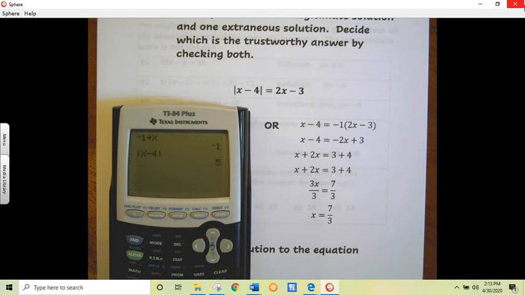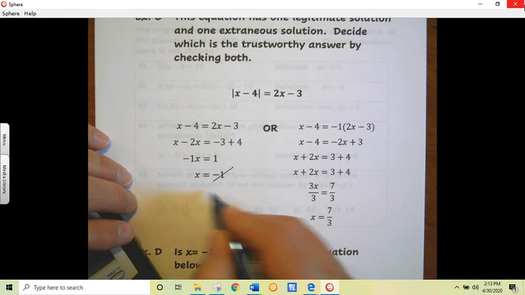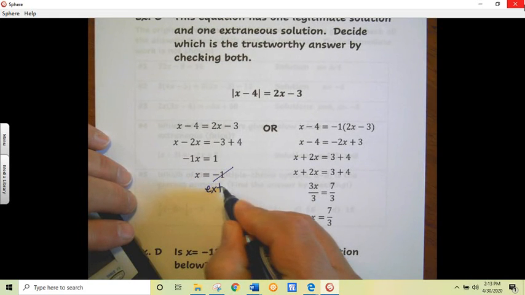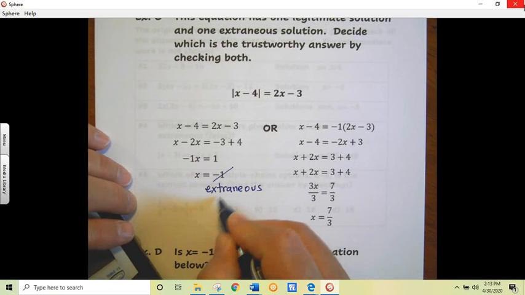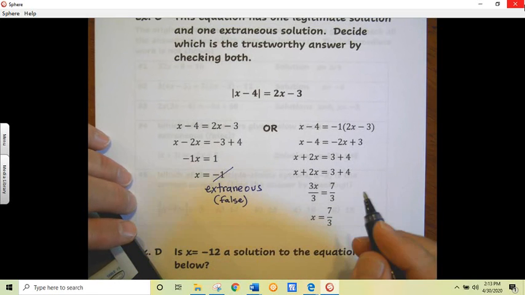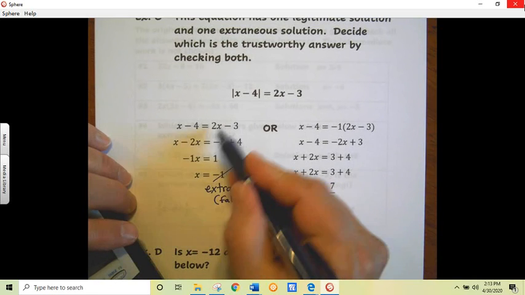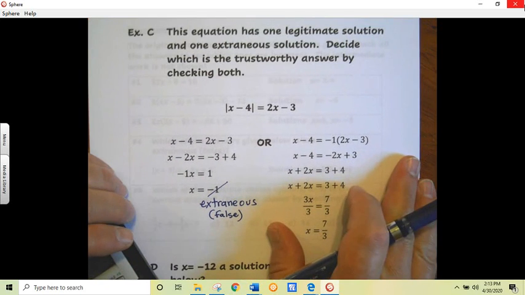Now if we type the other side, 2x minus 3, using this value of -1, we don't get the same value. Those are different. So that tells me that this answer is extraneous or false. We can't trust that answer even though none of the work we did here was wrong. It led to an incorrect answer.